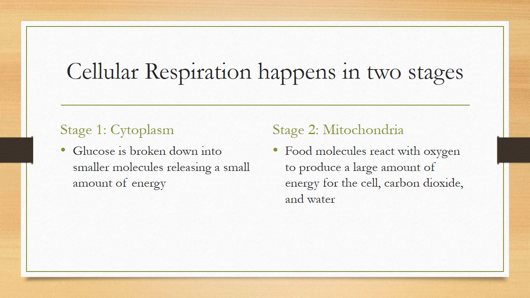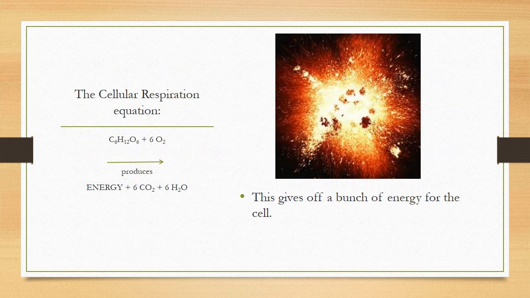Stage 2 then happens in the mitochondria. Those smaller molecules move into the mitochondria where they react with oxygen to produce a large amount of energy for the cell. They also produce carbon dioxide, which eventually the organism breathes out or gets rid of, and some extra water as well. So these things are what happen in the mitochondria.